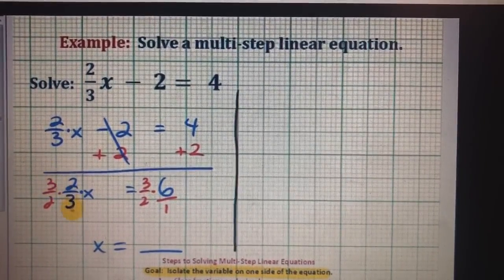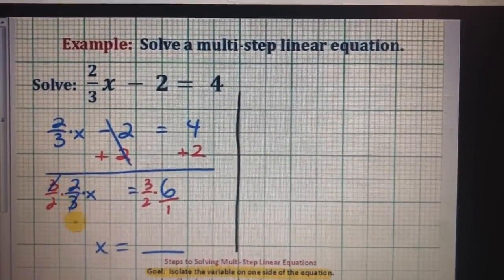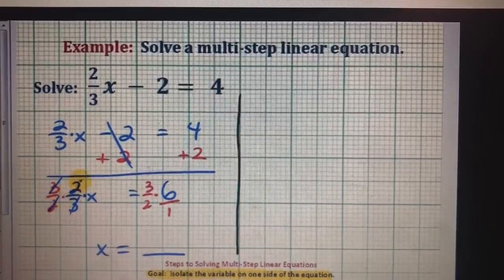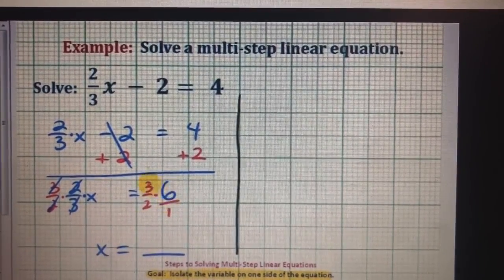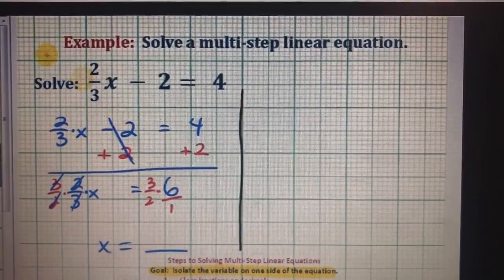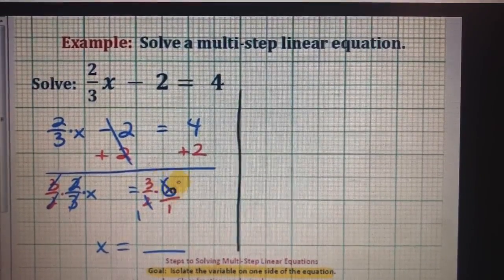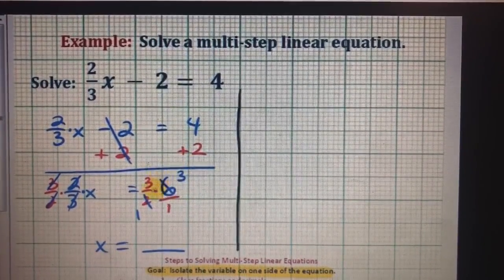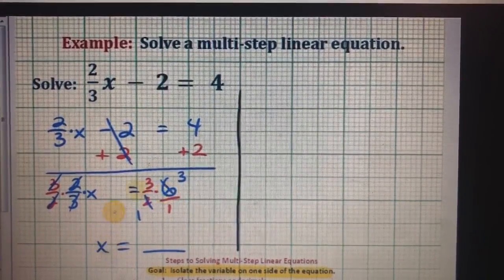When multiplying reciprocals, the product is always 1. Notice how these 3s simplify out and these 2s simplify out, leaving us with 1x, or just x. And then on the right side, we have 3/2 times 6. But notice that 6 and 2 share a common factor of 2. There's 1 two, and 3 twos in 6. So we're left with 3 times 3, which is 9, all over 1. So x equals 9.